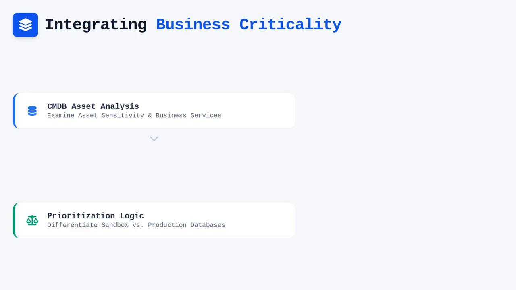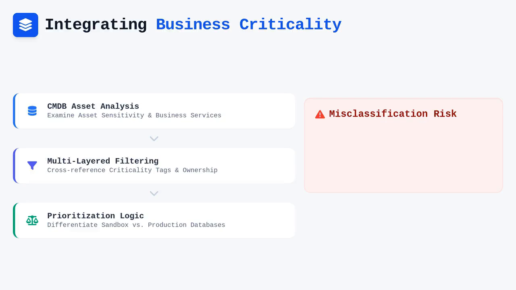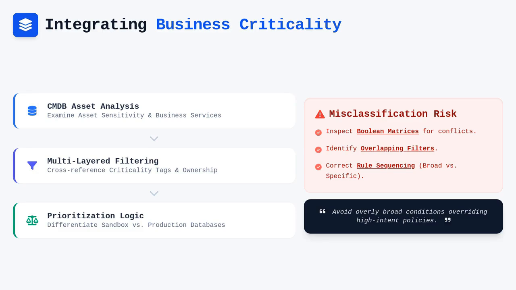The logic must account for these distinctions by applying multi-layered filters that check against asset criticality tags or business service ownership. If we find that our current rules are misclassifying assets, we must inspect the Boolean matrices to determine if a conflict exists between conflicting, overlapping, or poorly sequenced filters. Often, the culprit is an overly broad condition that overrides more specific, high-intent policies simply because of the order in which the rules are processed by the system.